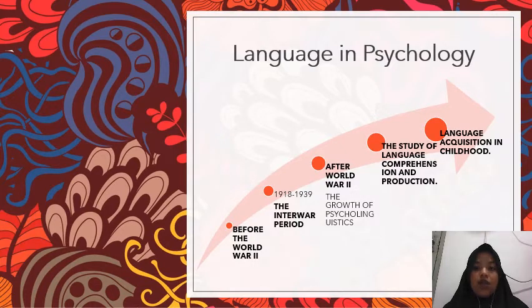A study by Peel and Lambert in 1962, which claimed that bilingualism was not necessarily disadvantageous and could in fact be beneficial to the individual, ushered in a major change to the prevailing view.